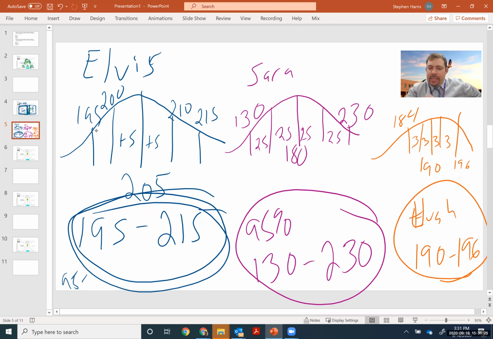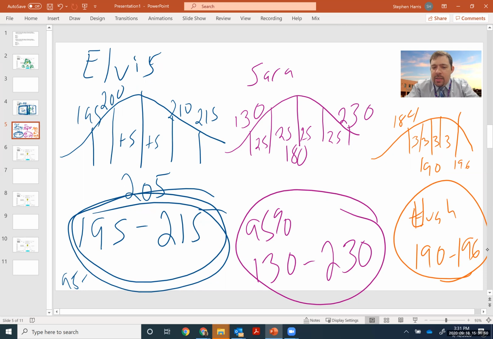We know we're facing Elvis. Hugh has a 95% chance of scoring a 190 to a 196. And we see that does not really make him competitive against Elvis. So there's a small chance that Elvis could be bowling on his low end and Hugh could be bowling on his high end and he could beat him. But that's pretty small. Sarah has such wild inconsistency that she still has a pretty good chance of hitting in that same range that Elvis does.